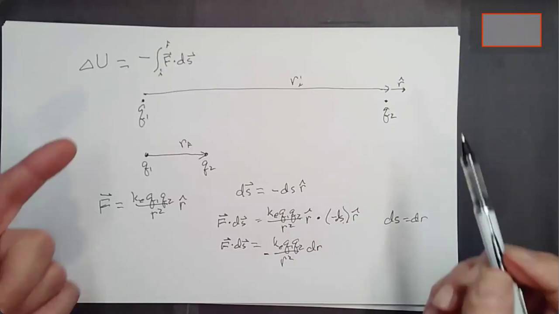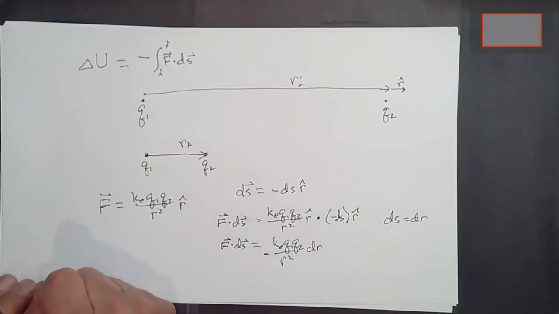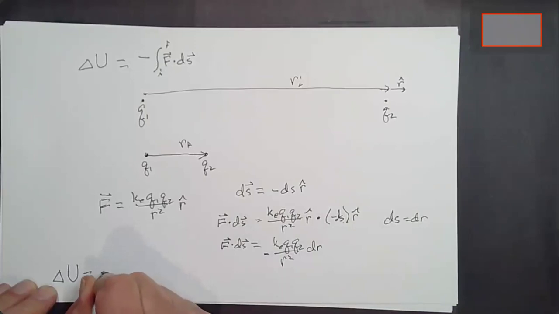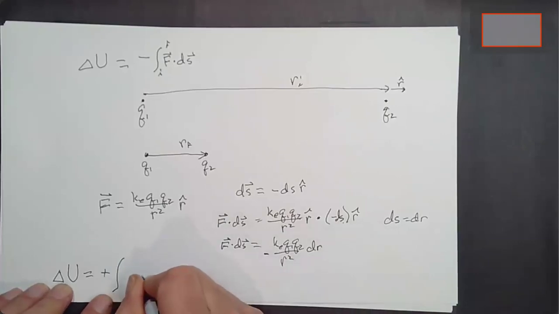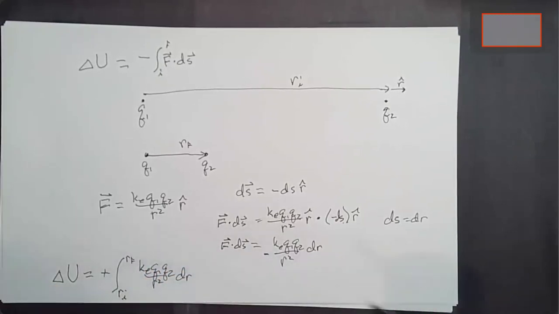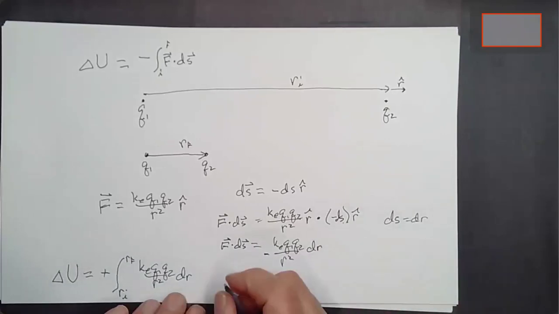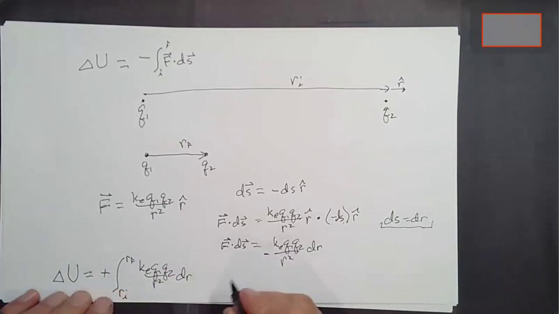I'm going to go from an initial R initial to a final R final. So the change in potential energy here would be the negative of this force. So in this case, it's going to be plus, because I've got a negative integral there. So R initial to R final, and K sub E, Q1, Q2 over R squared dr. And I probably got a minus sign wrong on here somewhere. But we'll see what happens here anyway.